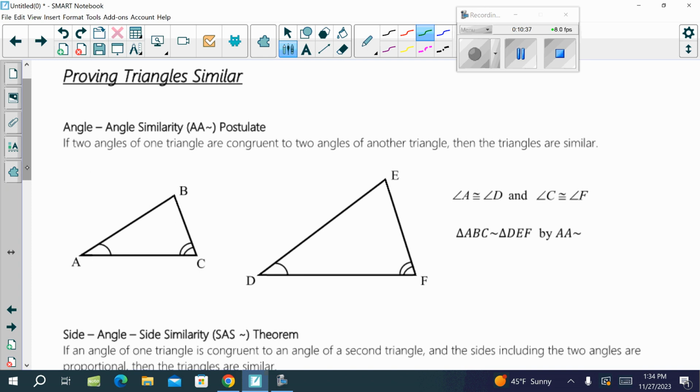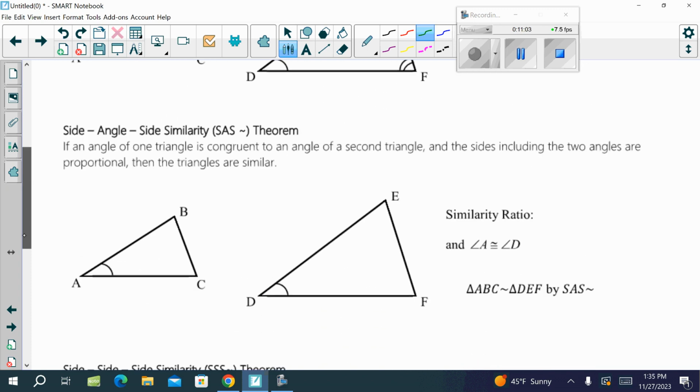So first shortcut is called angle-angle similarity postulate. So AA similarity. So if 2 angles of one triangle are congruent to 2 angles of another triangle, then the triangles are similar to each other. Okay, so yep, that's a shortcut. So instead of proving all 3 angles, you can just do 2 and 2, and you know. Any questions there?